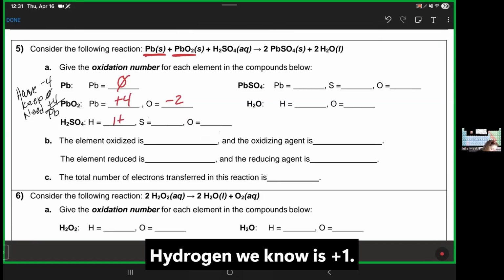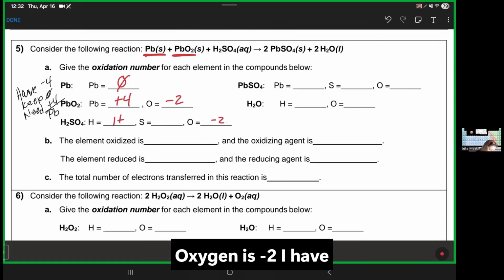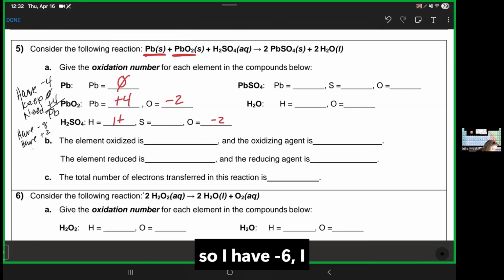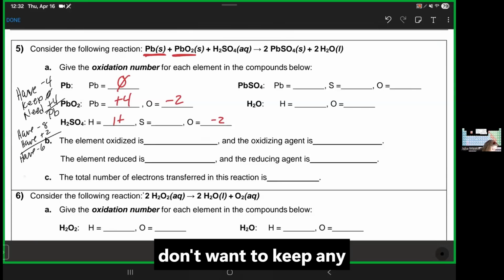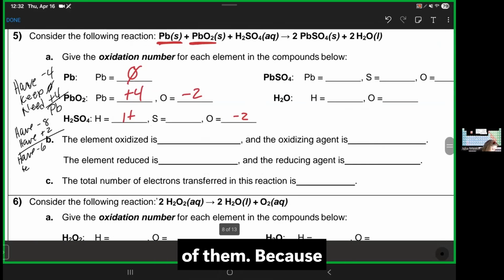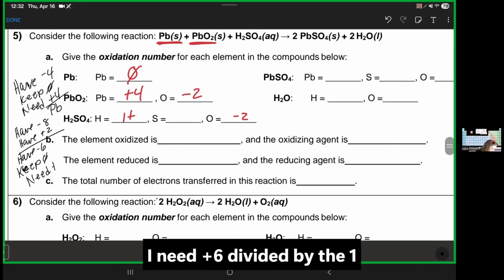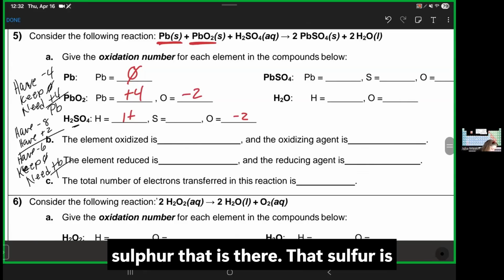Hydrogen we know is +1. Oxygen is -2. I have -8 from my oxygens. I have +2 from my hydrogens. So I have -6. I don't want to keep any of them because there's no charge on the compound. So I need +6 divided by the 1 sulfur that is there. That sulfur is +6.